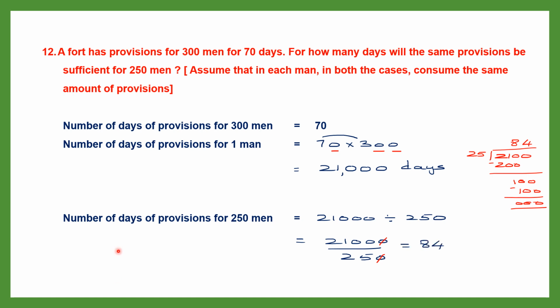So what is our answer? The number of days of provisions for 250 men. So if you have 250 men, you're going to have the provisions only for 84 days. So this is our answer. They will finish the provisions in 84 days.